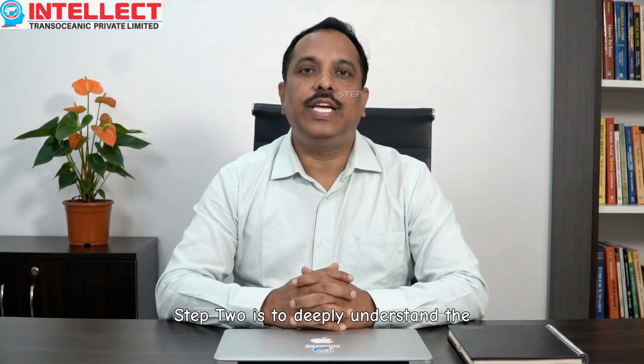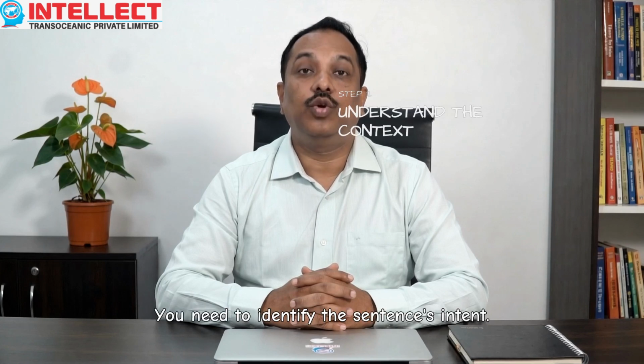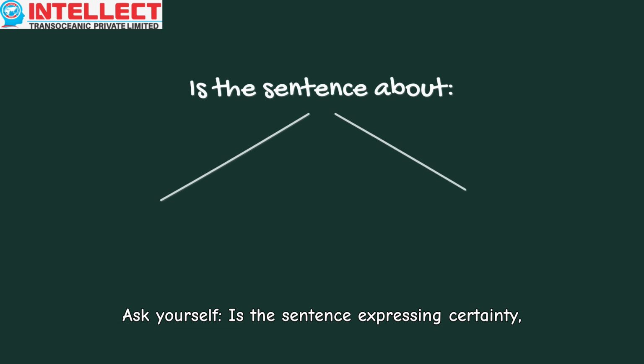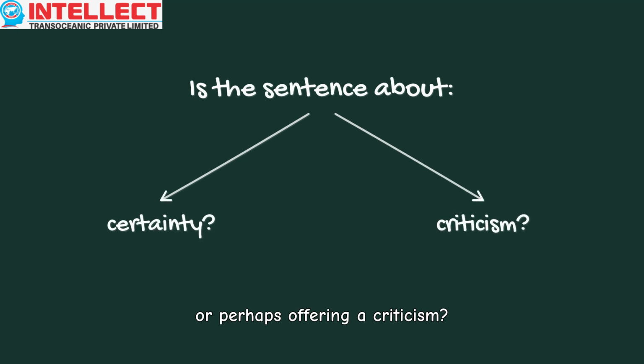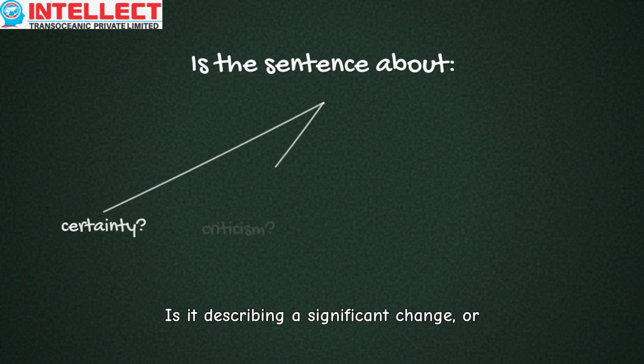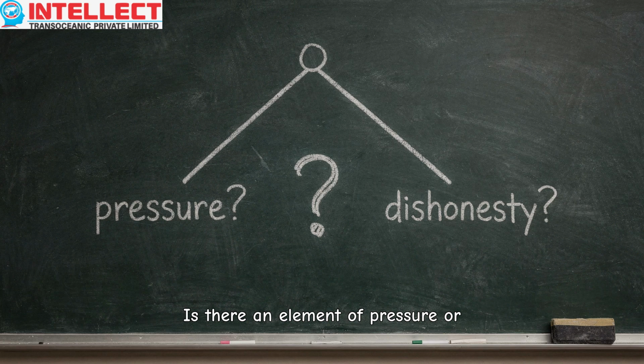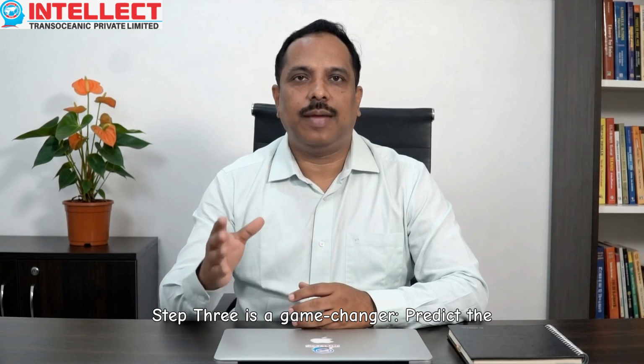Step 2 is to deeply understand the context. You need to identify the sentence's intent. Ask yourself, is the sentence expressing certainty or perhaps offering a criticism? Is it describing a significant change or a clear cause and effect relationship? Is there an element of pressure or even dishonesty involved? The context tells all.